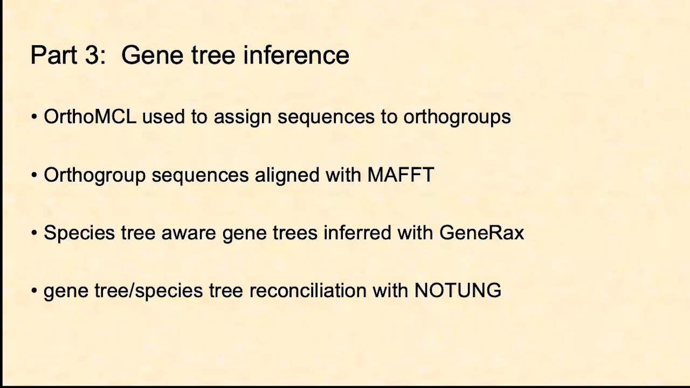For the gene tree inference, same basic process, used OrthoMCL to assign sequences to orthogroups, aligned them with MAFFT, and then I used a program called GeneRax to infer the gene trees, and it's a species tree aware gene tree program. So it minimizes the number of duplication events as it's inferring that gene tree. So again, if I err, it's going to be on the more conservative side, hopefully. And then again, used NOTUNG to reconcile the gene tree and the species tree.